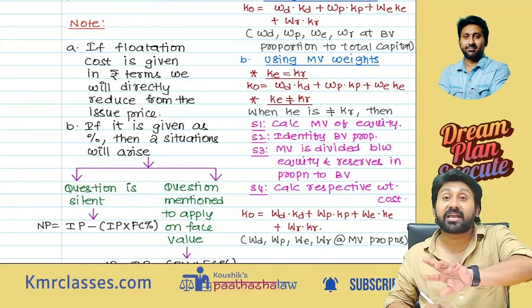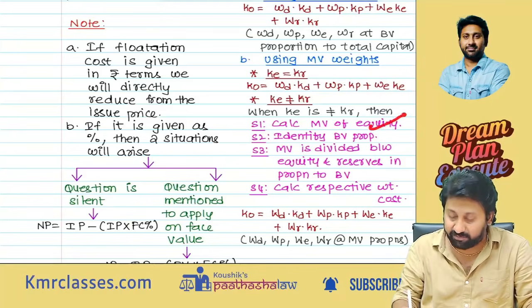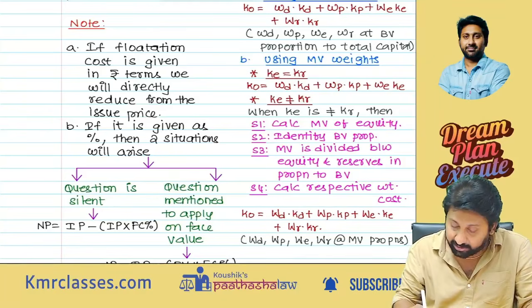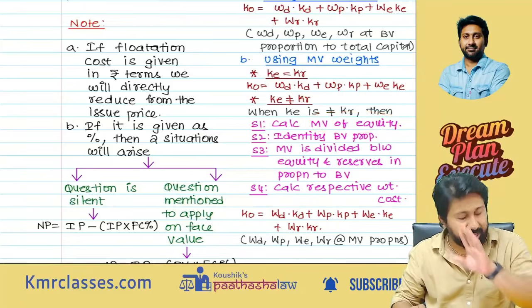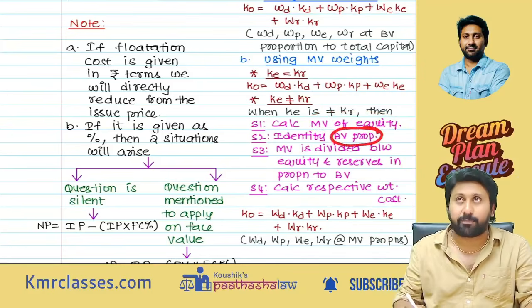So 16 is the KR, 18 is the KE. Then what to do? Calculate market value of equity. I am only telling the steps. Logics, main video. Calculate market value of equity. Okay, calculated total market value of equity. Identify book value proportions. Okay, done.